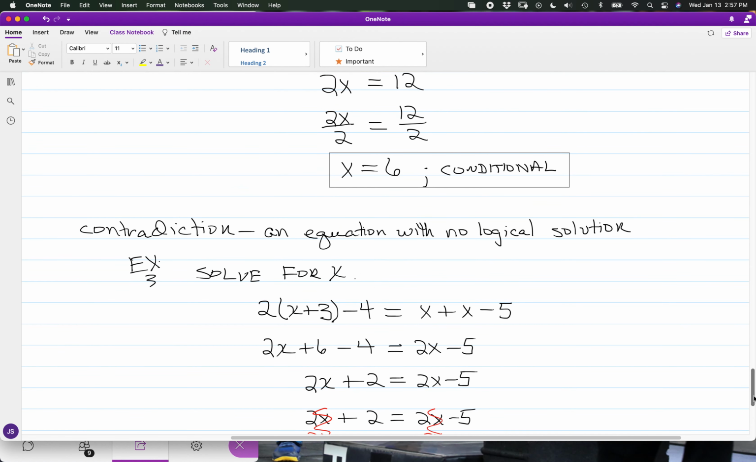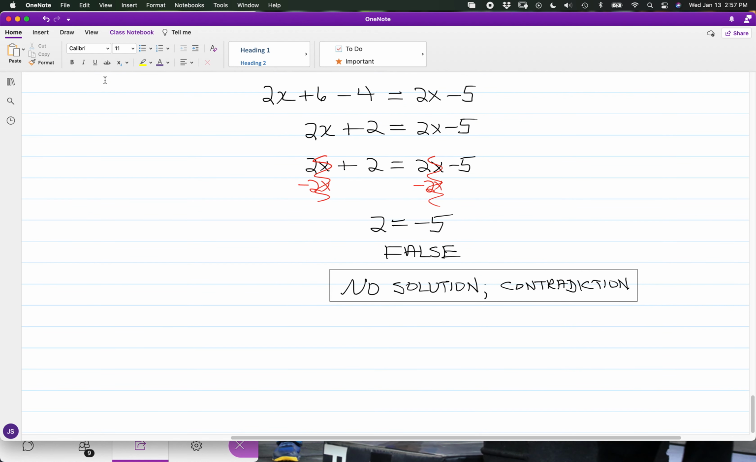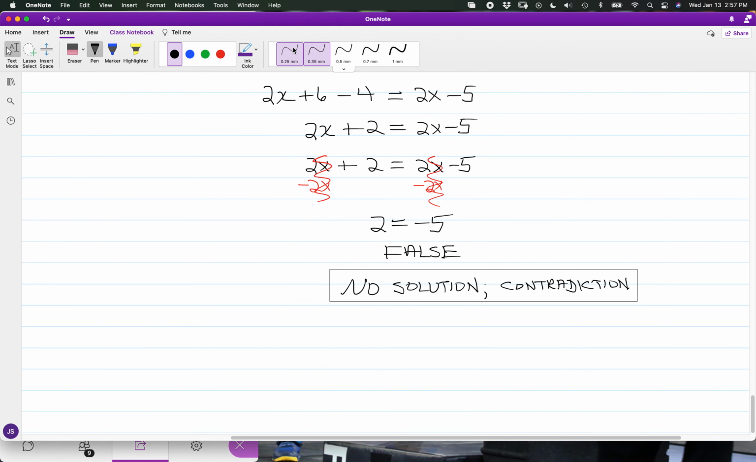So a conditional has a limited number of solutions. A contradiction has no logical solution. Now, for an equation that results as an identity, an identity will be an equation that has an infinite number of solutions.